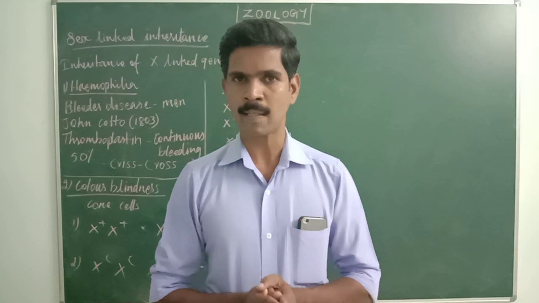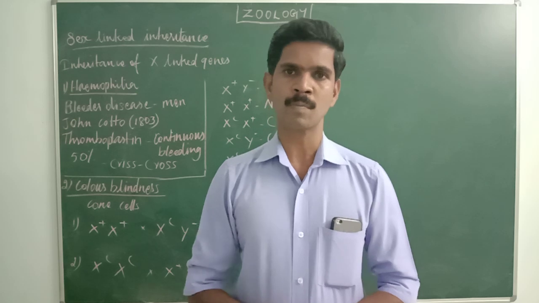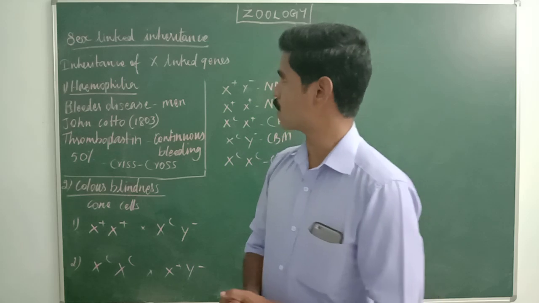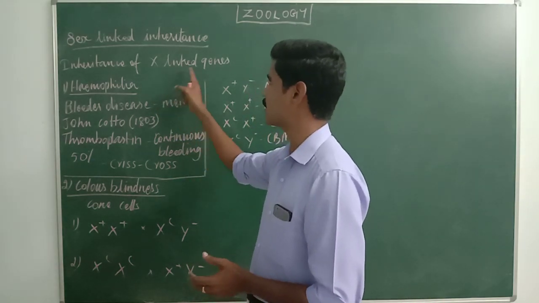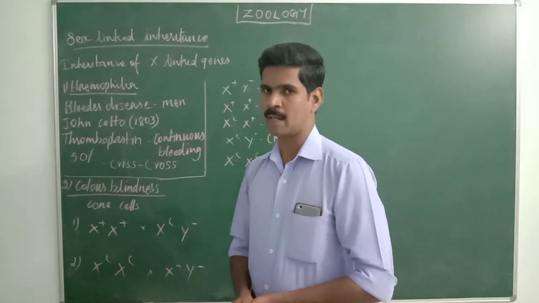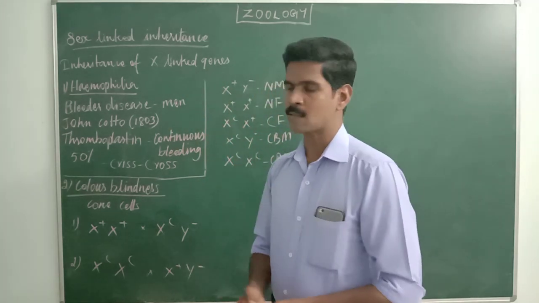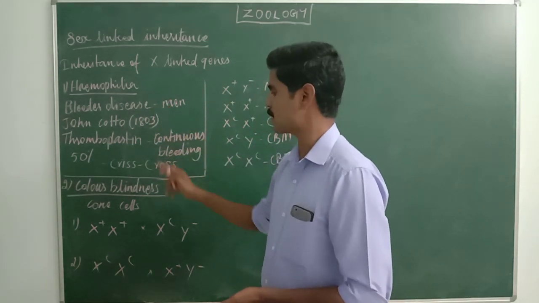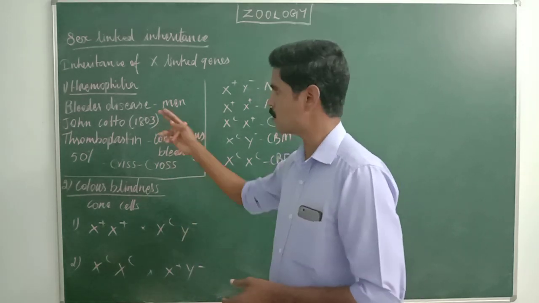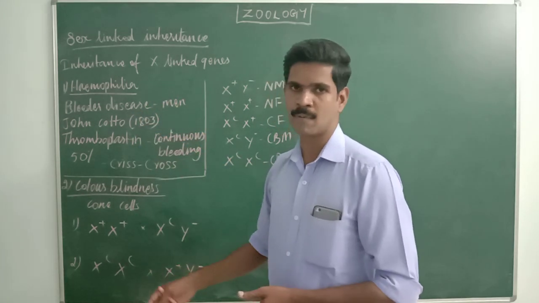So genes present in the X chromosome are called X-linked genes, and genes present in the Y chromosome are called Y-linked genes. Understood? First we are going to study the inheritance of X-linked genes. Two examples are given in your book for these X-linked genes. The first example is hemophilia and the second example is color blindness. Listen very carefully, dear students. These two diseases together may be asked as a 5-mark question, and separately may be asked as a 3-mark question.